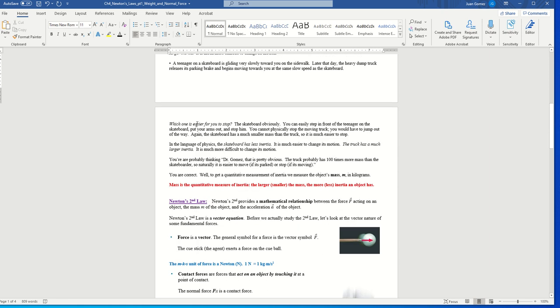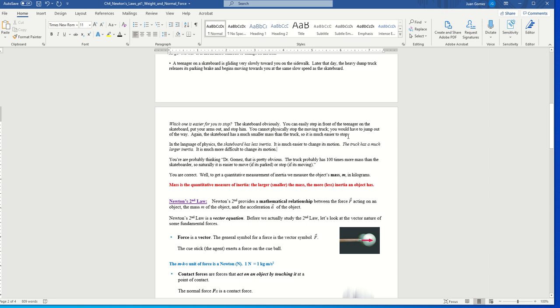Which one is easier for you to stop? The skateboard, obviously. You can easily step in front of the kid on the skateboard, put your arms out and stop him. You say, whoa, kid, hey, pay attention. But physically, you would not be able to stop the moving truck. You'd have to get out of the way. Again, in each case, the skateboard has a much smaller mass than the truck, so it is much easier to stop.